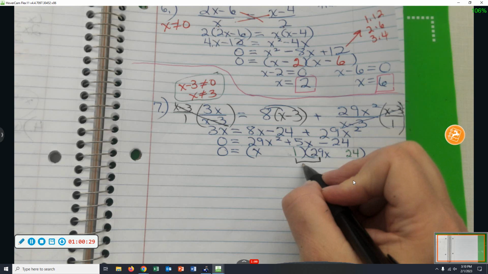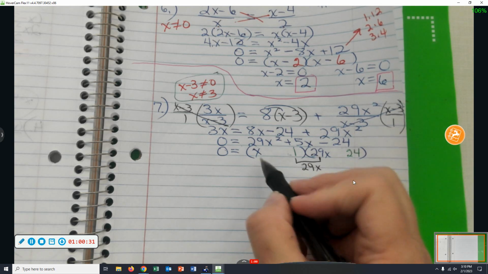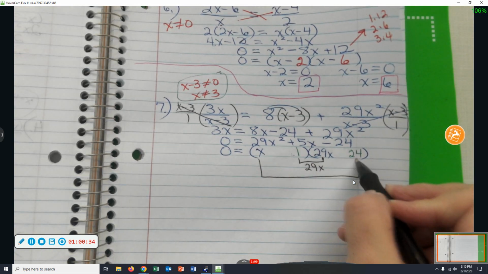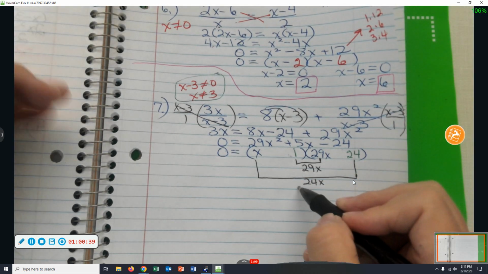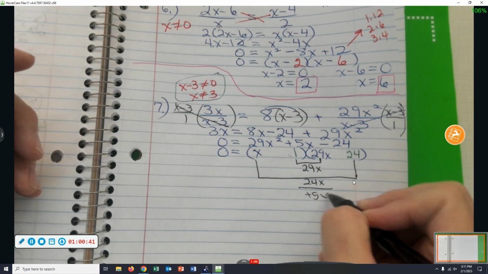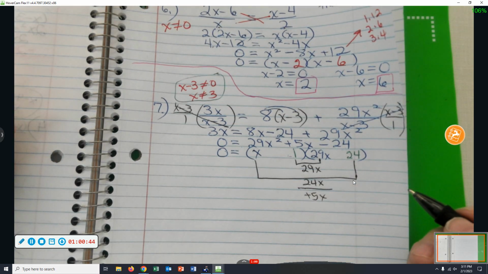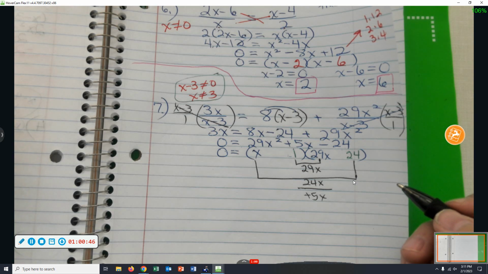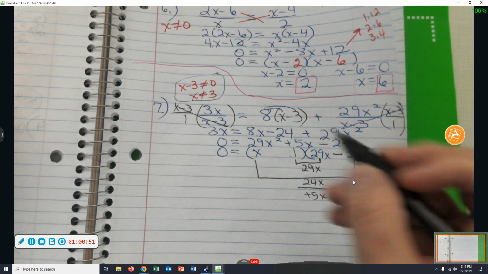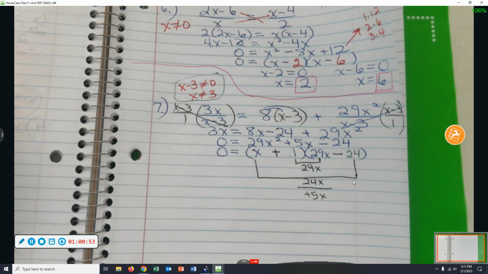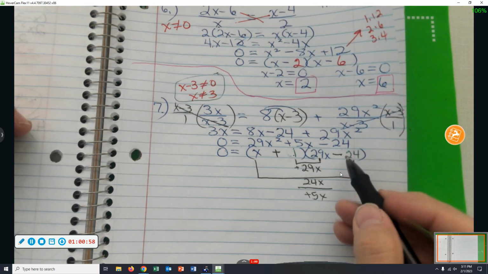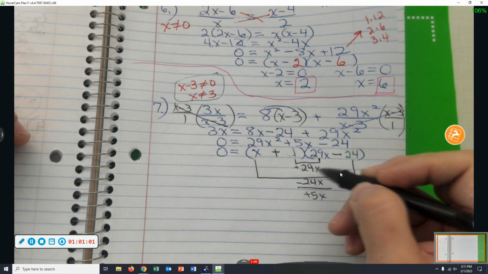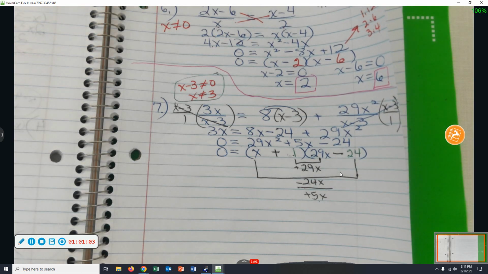Inner, that gives me a 29x. Outer, what's that giving me? A 24x. And what do we need? We need a positive 5x. Put the negative on the 24, and that means we put the positive there. I agree. That's a positive 29x then, and that's a minus 24x. 29 minus 24, yes, that gives us 5x.